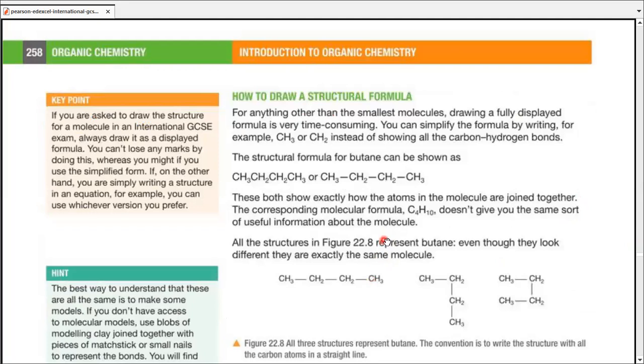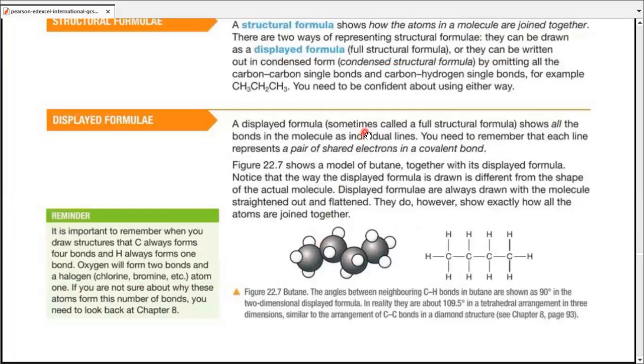So how to draw a structural formula. For any other than the smallest molecules, drawing a full displayed formula is very time consuming. So what we can do is, the structural formula has one more category and we call it the condensed formula. We may omit carbon-carbon single bonds or we may omit carbon-hydrogen single bonds.